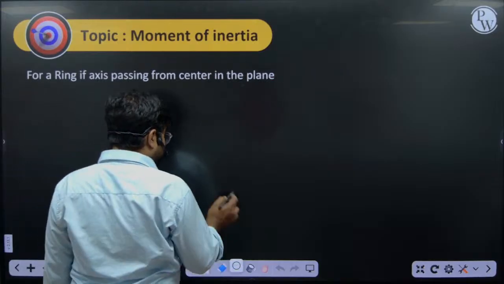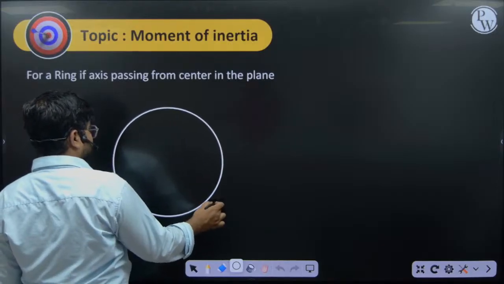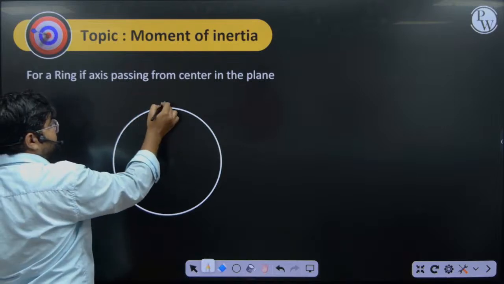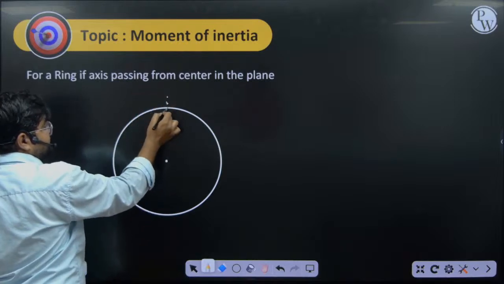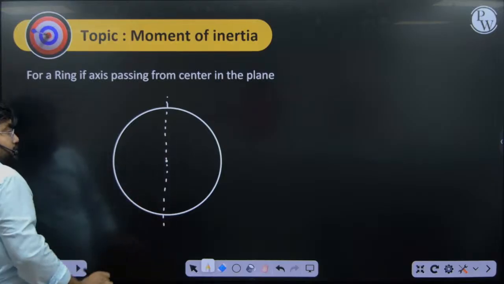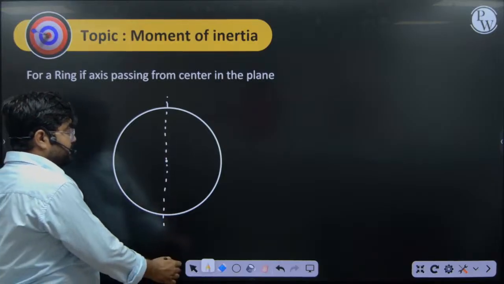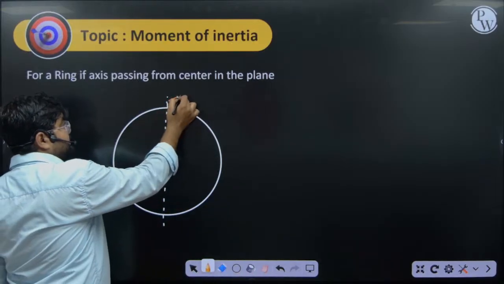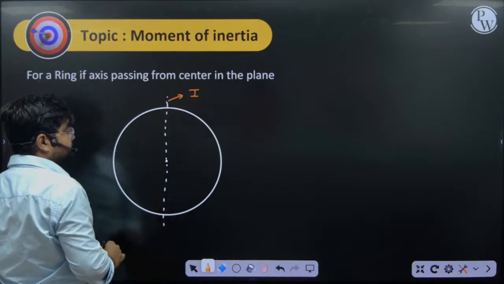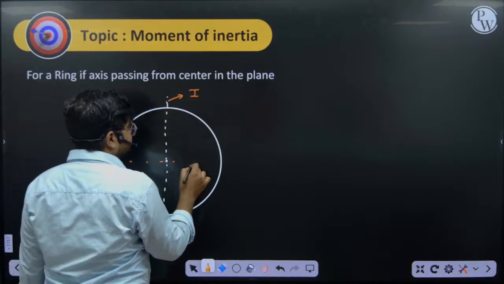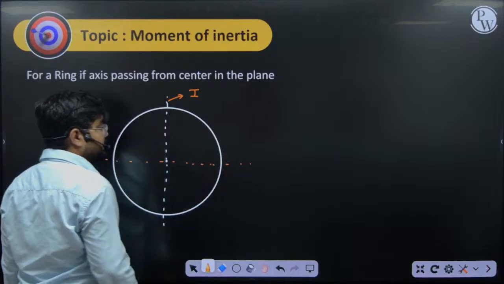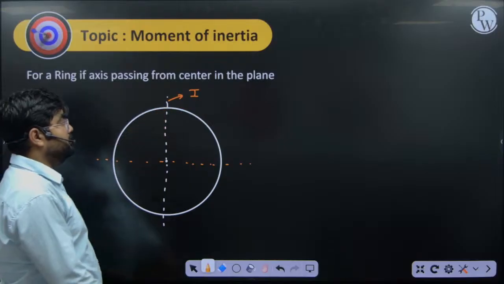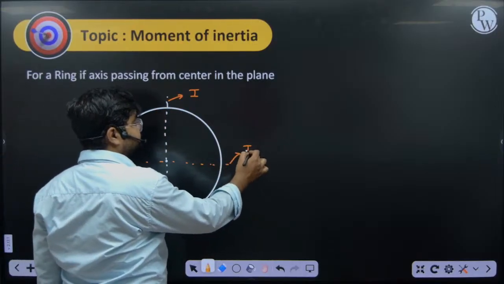Again, for a ring, if axis passing from center in the plane, okay, this axis we need to find. We can use perpendicular axis theorem to do this. See, this is something which we need to find. Let this be I. I create another axis in the plane passing through the center. If this is having moment of inertia I, this will also have I, right?